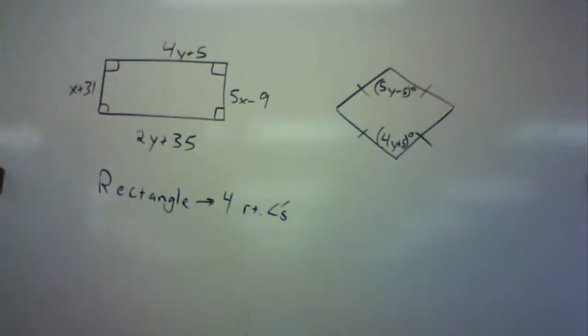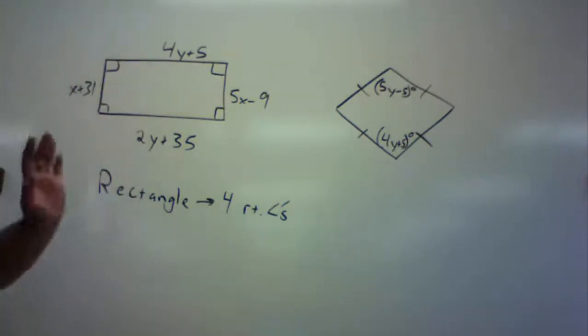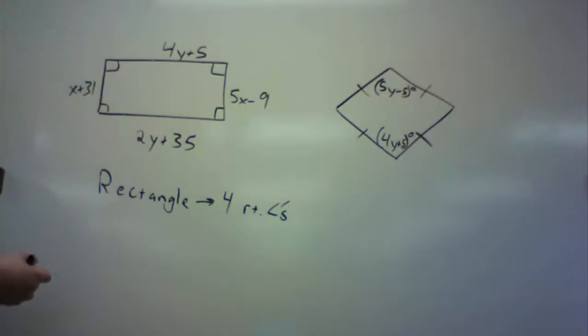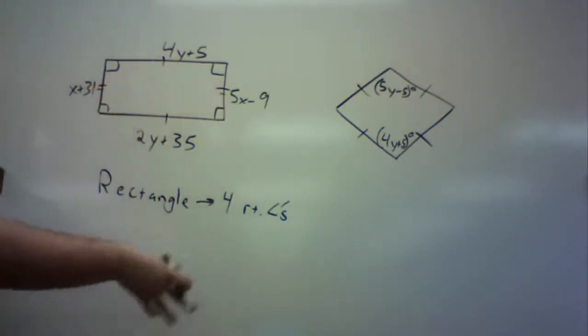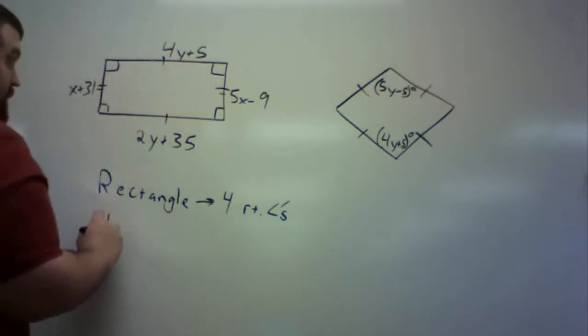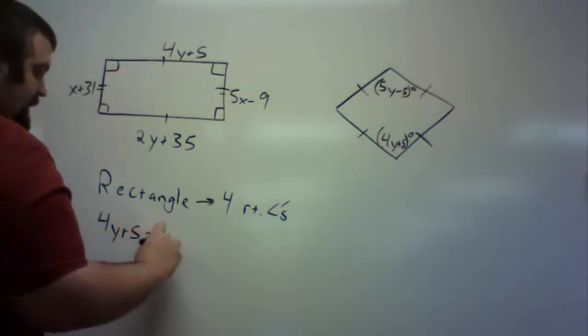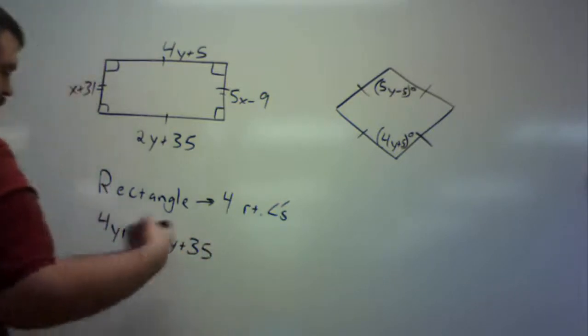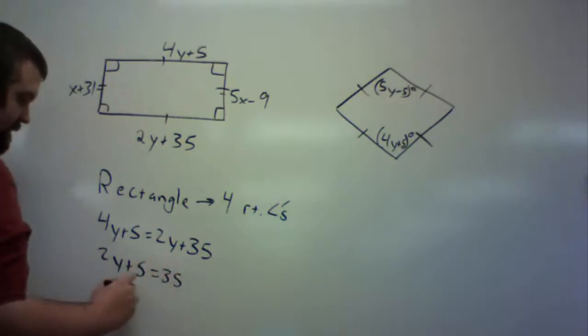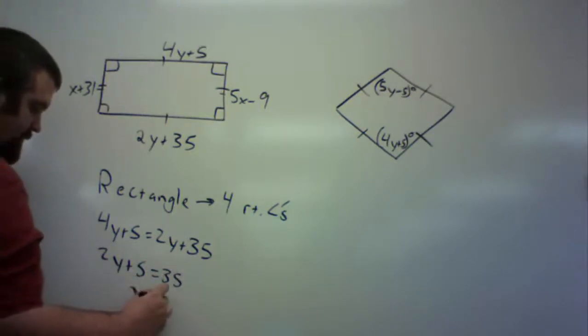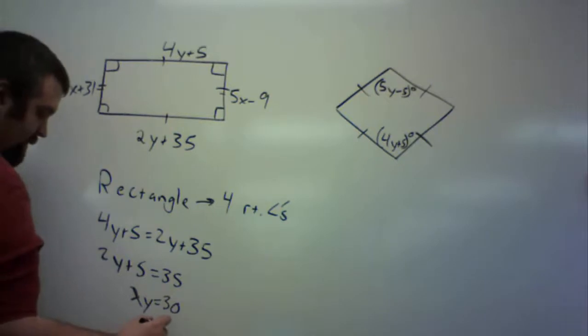But I'm not sure if it's a square because the sides could be congruent. So I'm going to have to just verify real quick that the sides don't end up being the same value. So that means I have to find x and y. Now this is a parallelogram, so I know the opposite sides are congruent. If it's a rectangle, it's a parallelogram. So I'm going to do 4y plus 5. I'm going to set it equal to 2y plus 35. So let's get all the y's on one side. 2y plus 5 equals 35. Subtract 5 from both sides. 2y equals 30. Divided by 2, I get y to be 15.